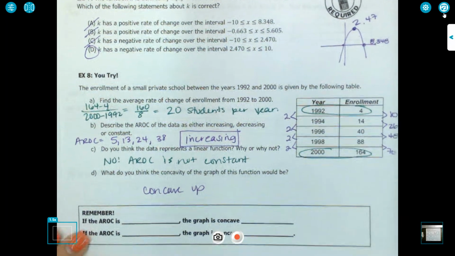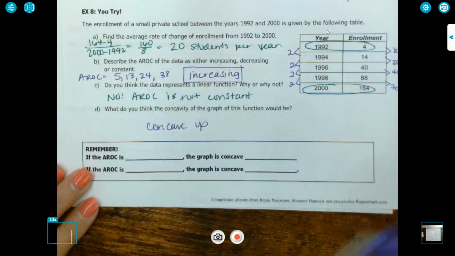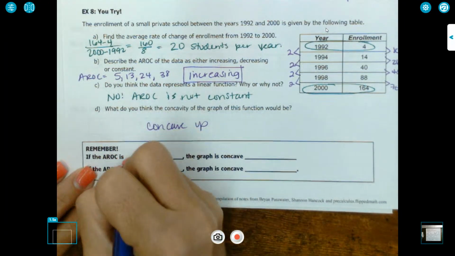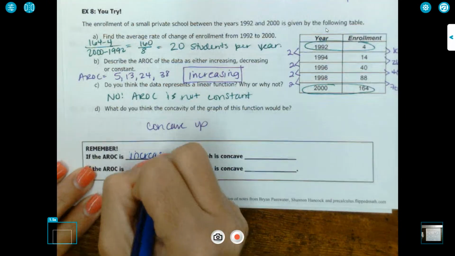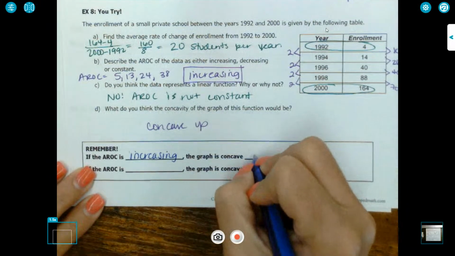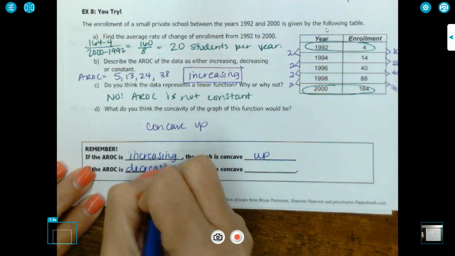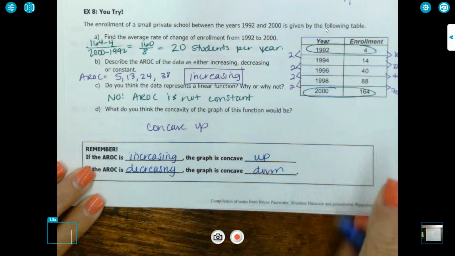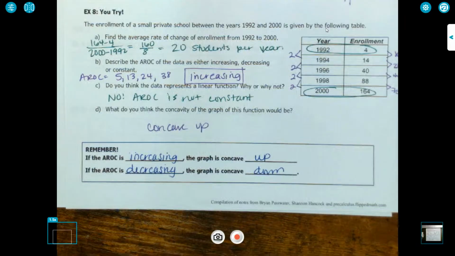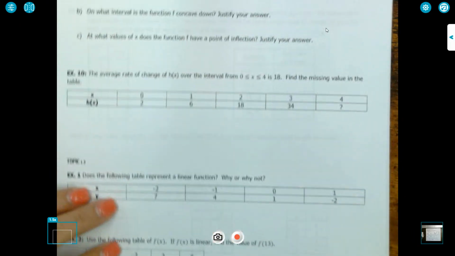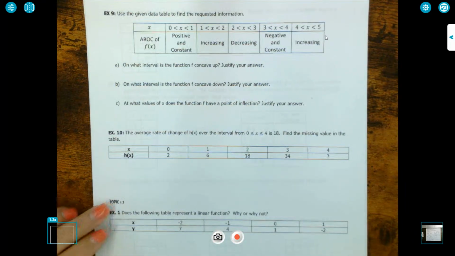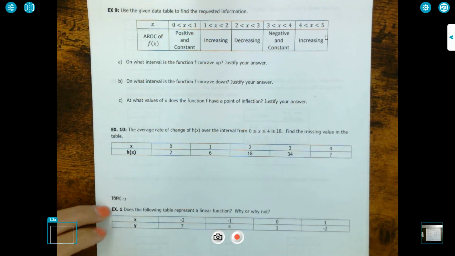All right, so remember, and I talked about this in class, obviously this is very important because we have covered it several times. If the AROC is increasing, the graph is concave up, and if the AROC is decreasing, the graph is concave down. All right, so we are going to finish up the next page, just the first part of this page up here, example 9 and 10, and I'll pick up topic 1.3 on a separate video.